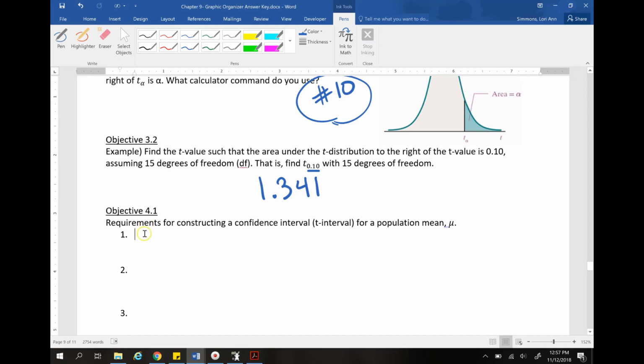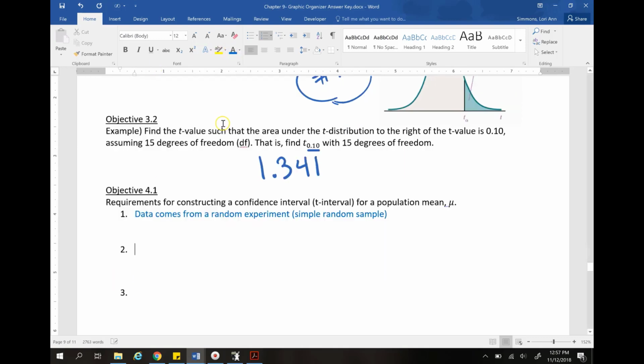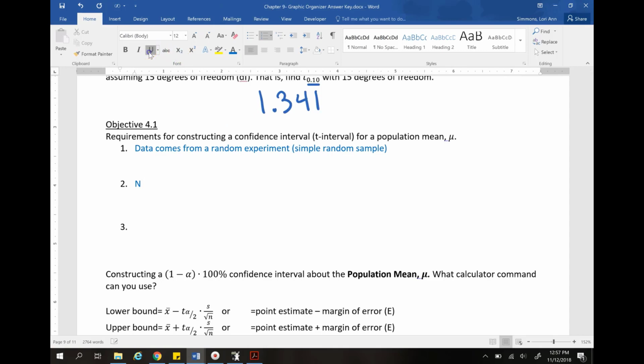There are requirements for constructing a confidence interval, t-interval, for a population mean mu. The first condition or requirement is data comes from a random experiment. So a simple random sample is an example of this. Second requirement, the n needs to be less than or equal to 5% of your population. So this is your test for independence.